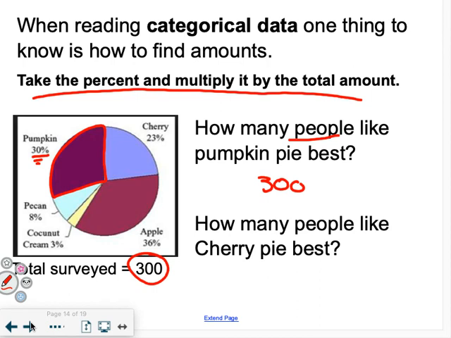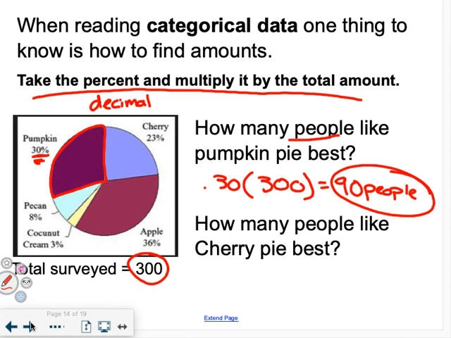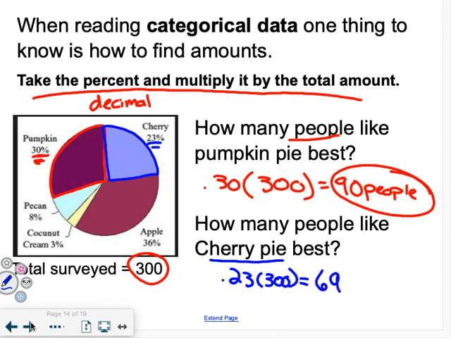What we have to be careful about is that we're not going to use 30% as is. We take it as a decimal, so 30% as a decimal is 0.30. We multiply that by 300 and we get 90 people. Now for this last one, cherry pie is 23%, so we're going to do 0.23 times the total. If we do that, we get 69 people.